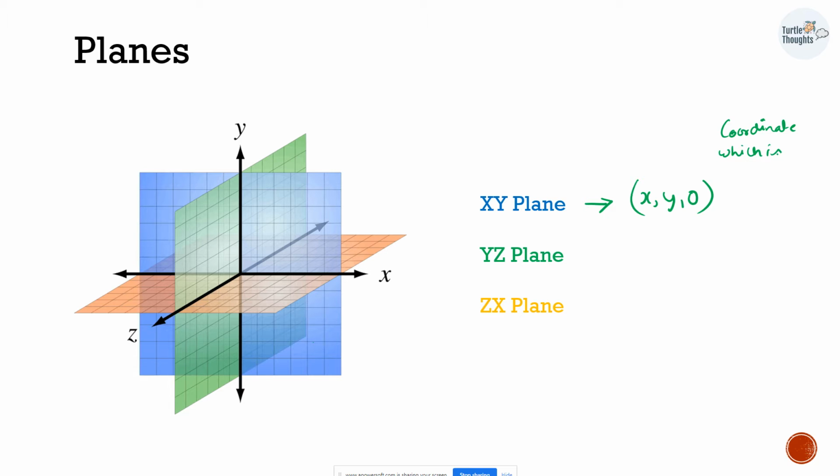For the xy plane, it is the z coordinate which is 0. For the yz plane, it is the x coordinate which is 0. For the zx plane, it is the y coordinate which is equal to 0. So I can write any point on the yz plane as 0 comma y comma z. Similarly, any point on the zx plane can be written as x comma 0 comma z.